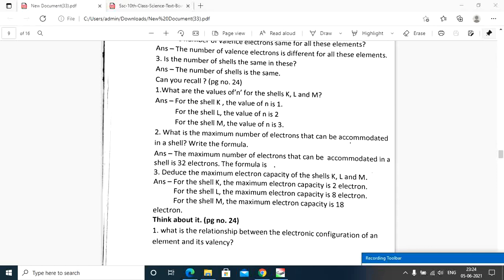Next is atomic size. What is atomic size? Atomic size is determined by using atomic radius. So what is atomic radius? Atomic radius is the distance between the center of the nucleus and the outermost shell. If the radius is greater, the size is greater, and if the radius is small, the size of an element is small. This happens while moving from left to right in a period, where each time one electron is added.